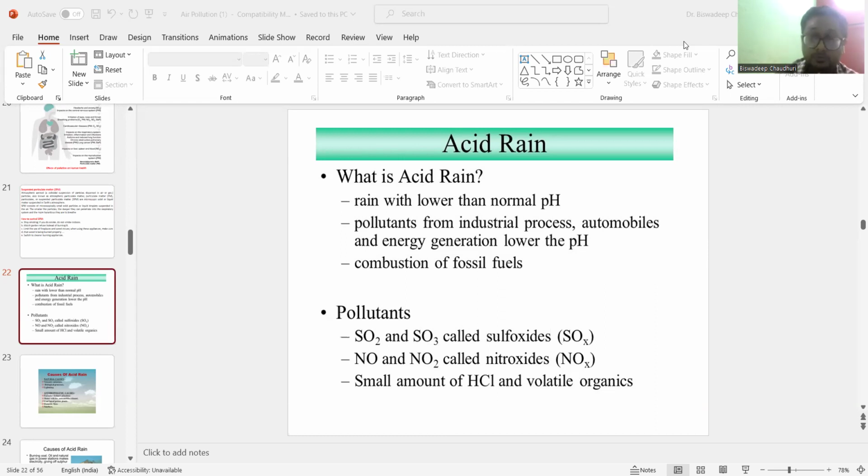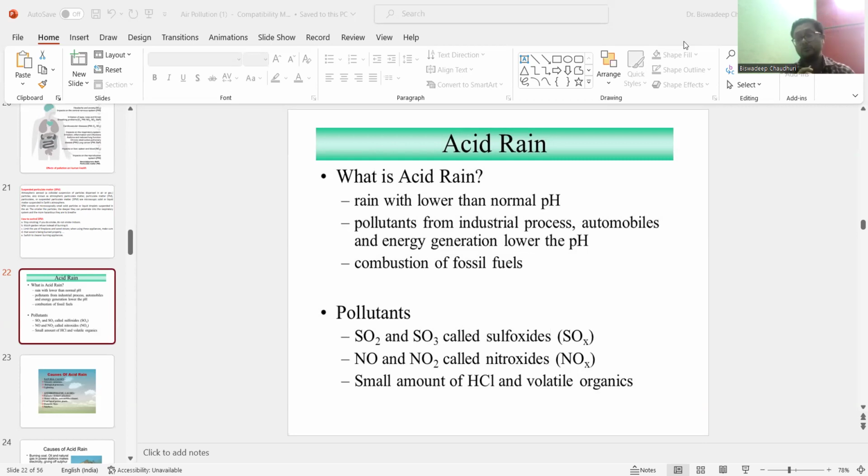Number two, pollutants from industrial processes, automobiles, and energy generation lower the pH. How do they lower the pH? By adding those poisonous gases in rainwater. And this entire process is getting done in air. Do not be confused that rainwater means we are mixing something on the ground. No, the entire procedure is happening in air. That means in vapor state.